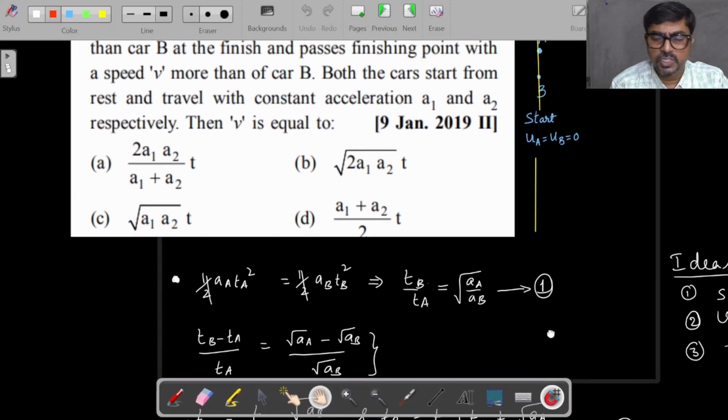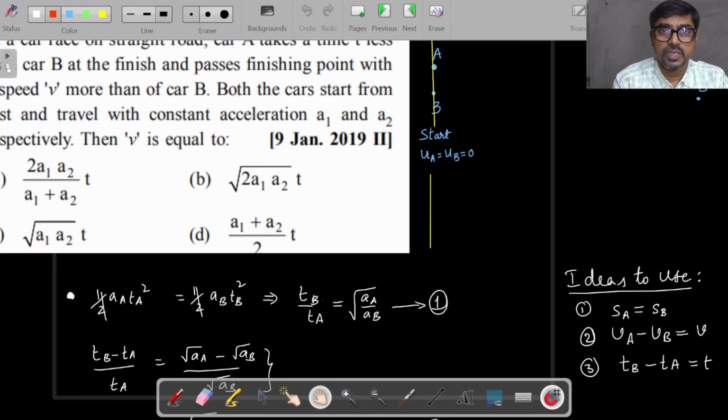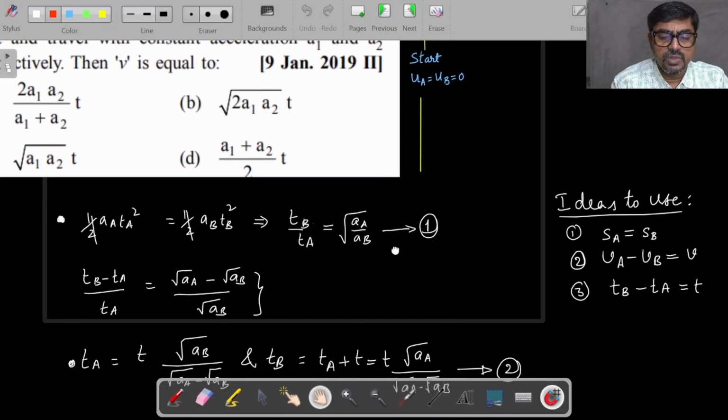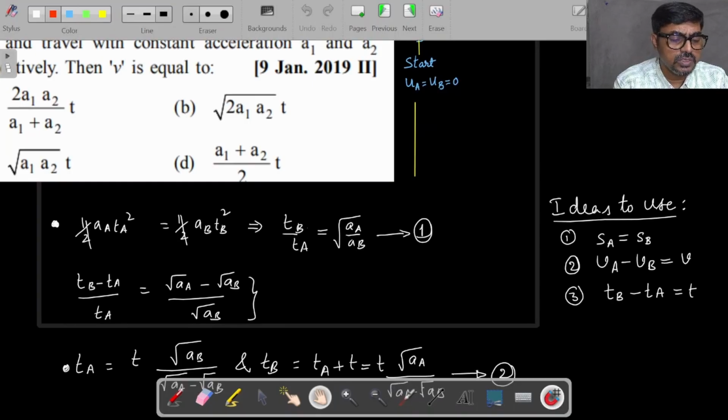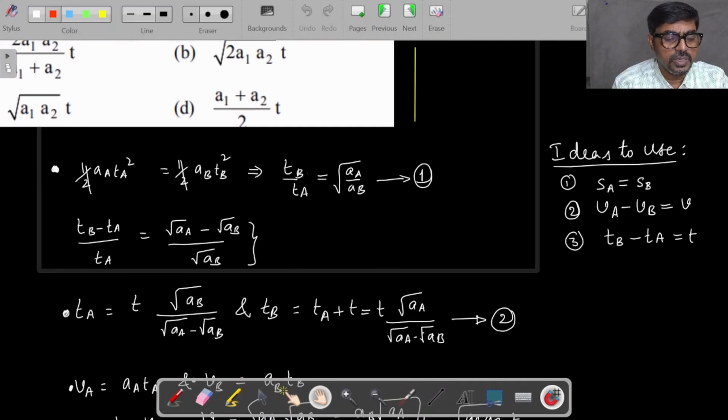First one, displacements must be equal. Displacement is half A T squared, because initial velocity is 0. So half AA TA squared equals half AB TB squared. From there you get TB by TA equals root over AA by AB. That's one equation. Then we can subtract 1 on either side, so TB minus TA by TA equals root AA minus root AB by root AB. But TB minus TA is nothing but T, so you substitute and cross multiply. You will get TA equal to T into root AB by root AA minus root AB.